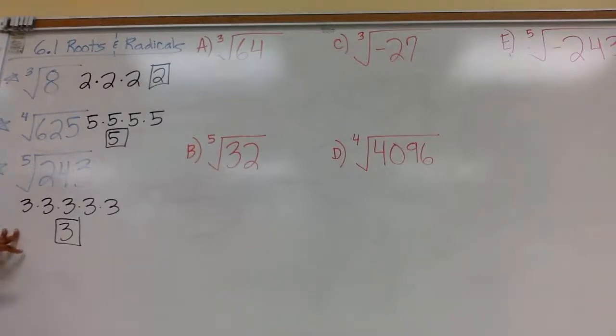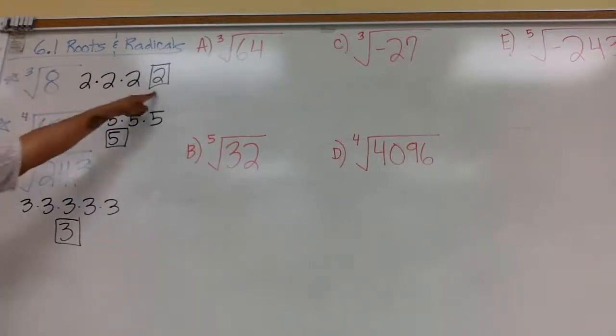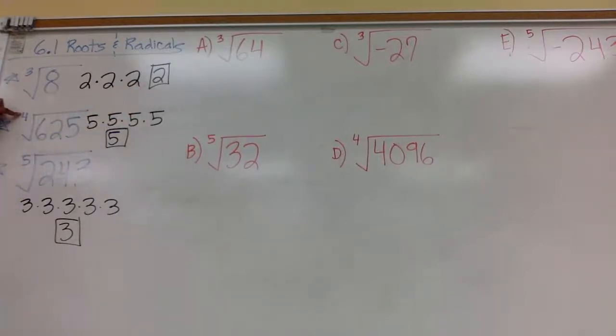We can type that in Desmos or some sort of graphing calculator, and it will give us the answer. So the cube root of 8 is 2. The fourth root of 625 is 5. I'm going to get it together today. And the fifth root of 243 is 3. So these are all numbers you can type in the calculator. So that's my point to that.